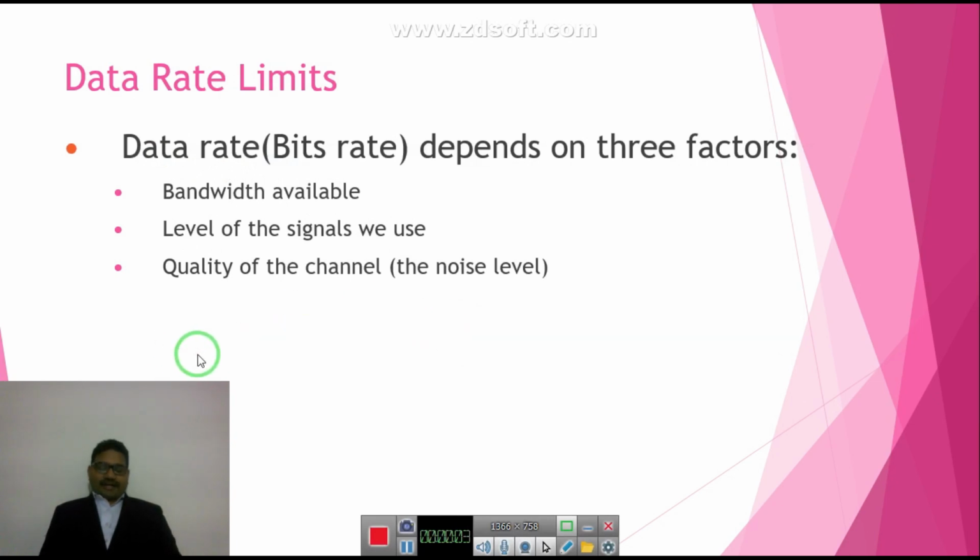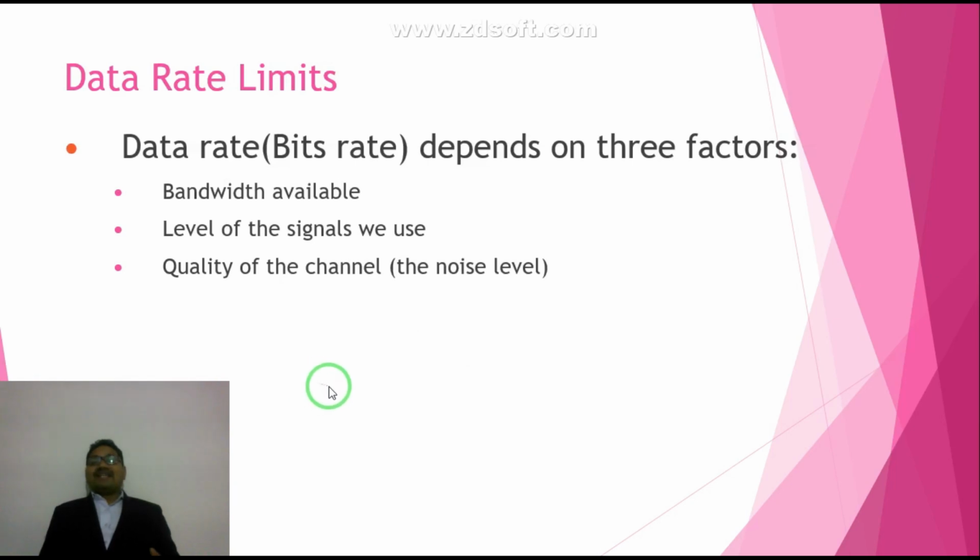Next, it is your data rate limits. How fast we can send the data, how fast we can send the bits per second, depends on three factors: the bandwidth available, the level of the signals we use, and the quality of the channel, that is the noise level.